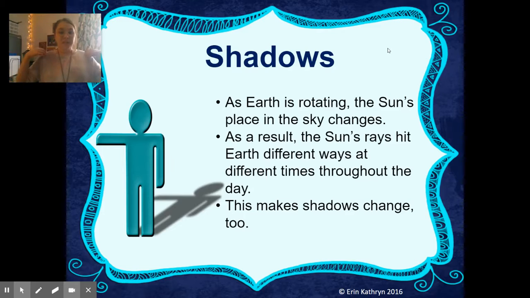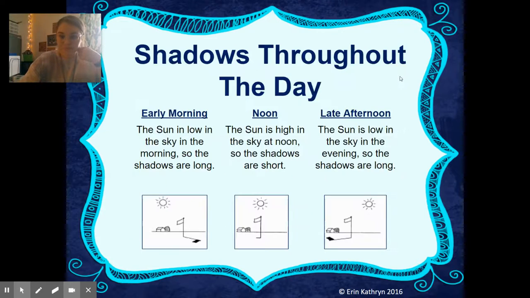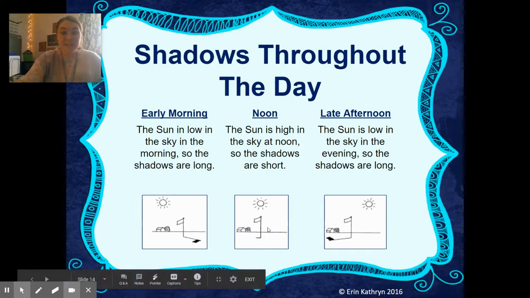As the earth is rotating, the sun's place in the sky actually does change. So as a result, the sun's rays hit earth differently throughout different times of the day. And that is what makes our shadows. So the sun rays hit earth in a different way, and that's what gets our shadows. So in the early morning, the sun is low in the sky, so the shadows are really long. Then around noon, the sun is high in the sky, and the shadows are pretty short.